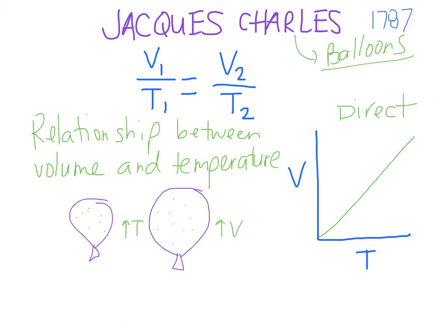Those gas particles are going to need to take up more space, and the reason they need to do that is because the pressure is going to remain the same. So in these gas laws, two variables change and one variable remains the same. The one that remains the same is the one that's left out of the formula. That's how I remember it.